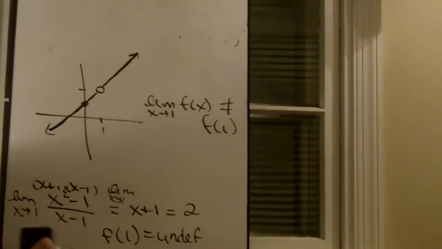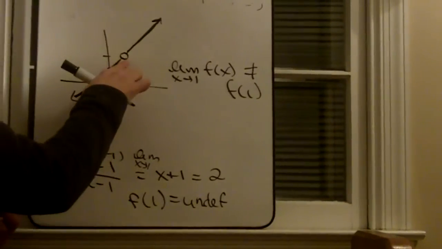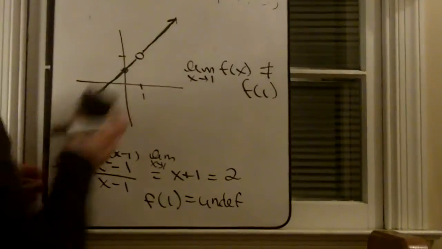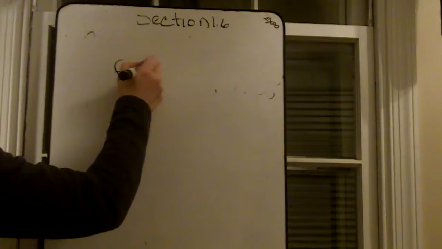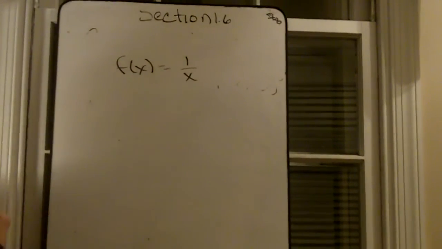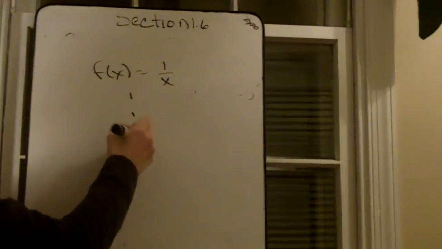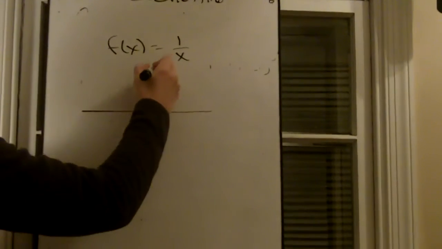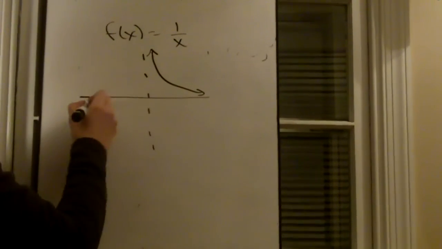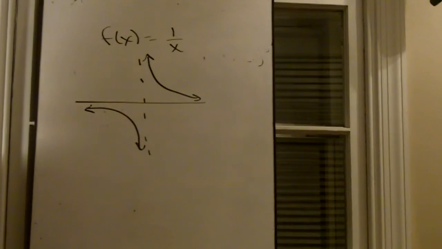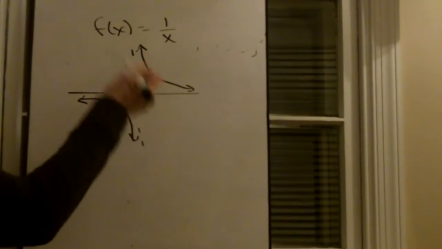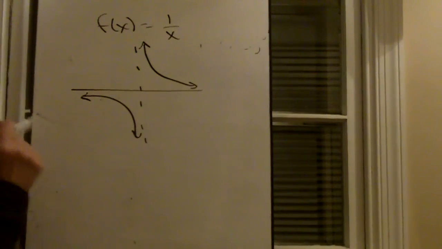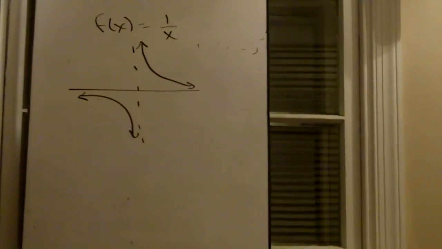Another way that a function cannot be continuous, besides having a hole in it, is if it has an asymptote. For example, the function 1 over x. That graphs to look something like this, and that asymptote means that I will definitely have to pick up my pen to draw this function.